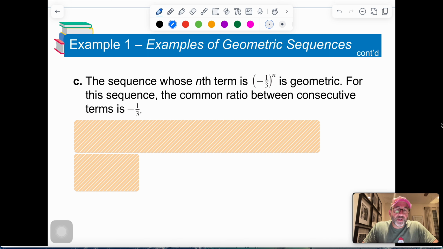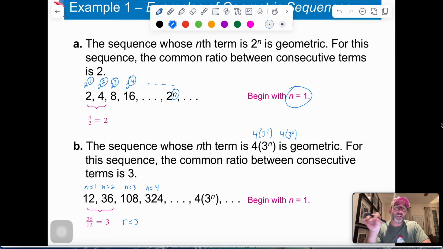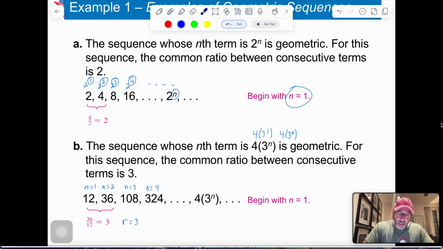So examples of geometric sequences where the nth term is actually a fraction instead. Instead of it getting bigger, it's going to end up getting smaller. Notice in these two, we go 2, 4, 8, 16, it's getting bigger. And when we look at letter B, you notice it's also getting bigger. It's going 12, 36, 108, 324, and so on. It's getting bigger. Why is that? Well, that's because my common ratio here is a value that's greater than 1. So it's going to keep growing exponentially bigger.